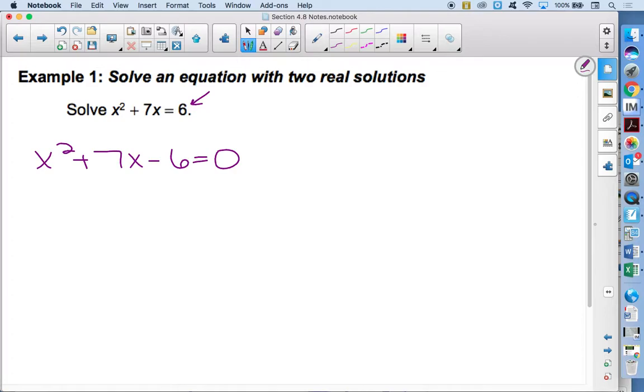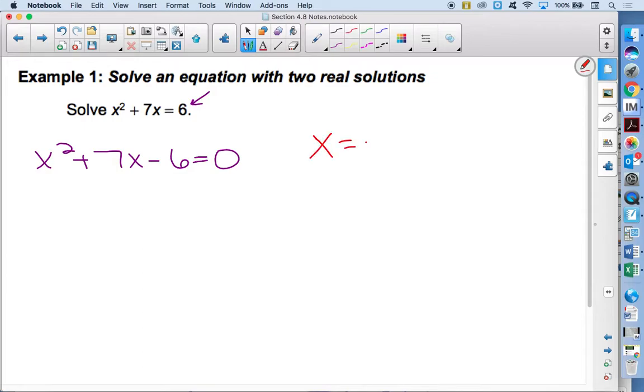Now, this problem does not factor because a negative 6 can never have 2 factors that multiply together to give us a positive 7. So it's not factorable. So we have to use the quadratic formula in order to solve it, or we could have completed the square like we did the last 3 days. But we'll try the quadratic formula. You might have a preference after you go through a couple of the problems.